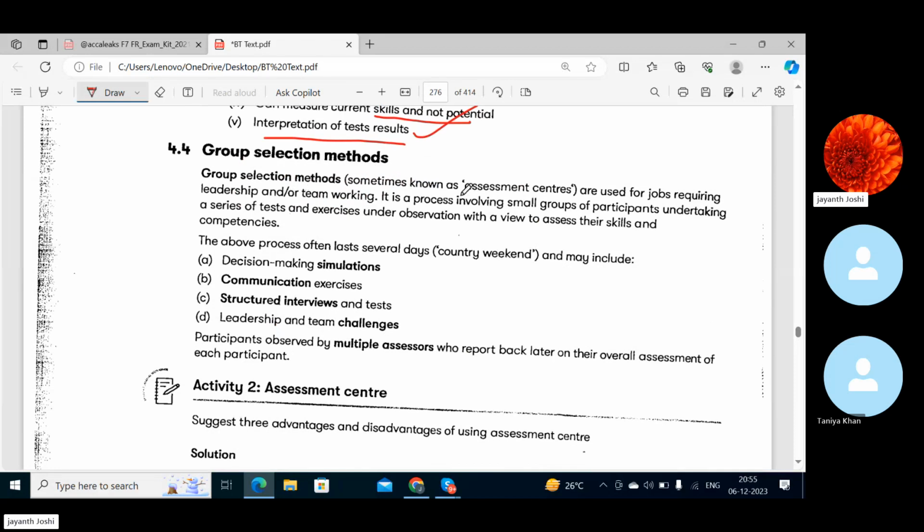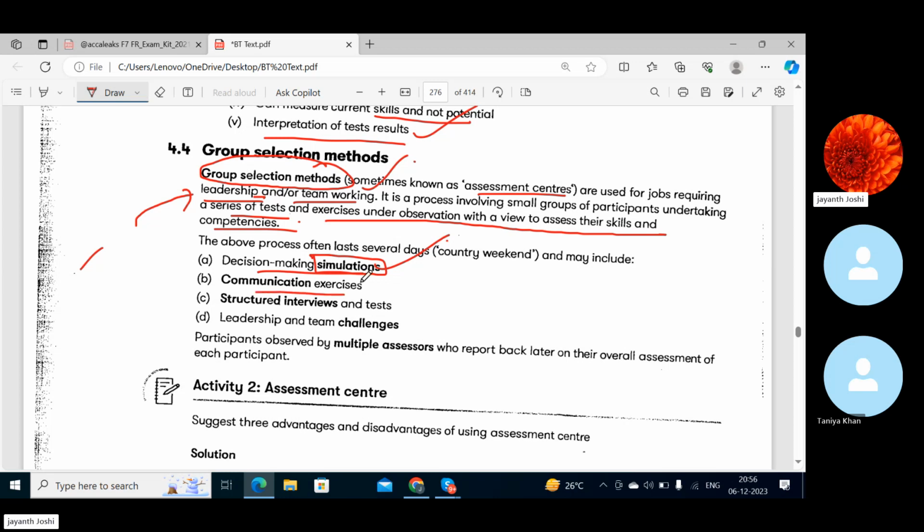Group selection methods, sometimes known as assessment centers, are used for jobs requiring leadership or team working. Why are group selection methods sometimes opted for? Because they want certain people for big roles, or they want team leaders to manage a team. It is a process involving small groups of participants undertaking a series of tests and exercises under observation with a view to assessing their skills and competencies. The process often lasts several days and may include decision making simulations. That means a candidate is put into some situation and scenario to see how he performs. Such dummy simulations are replicas of the original.